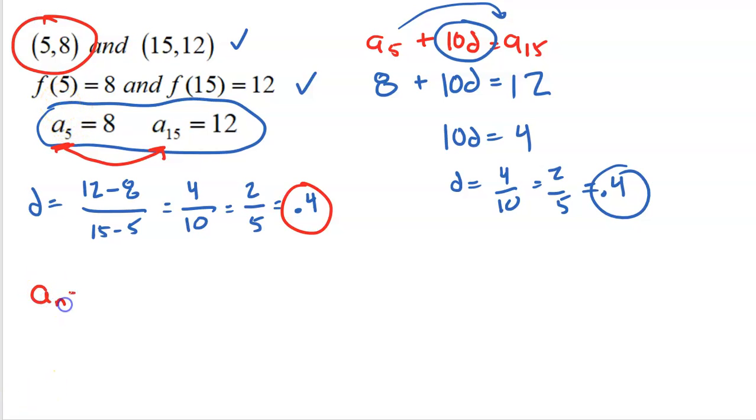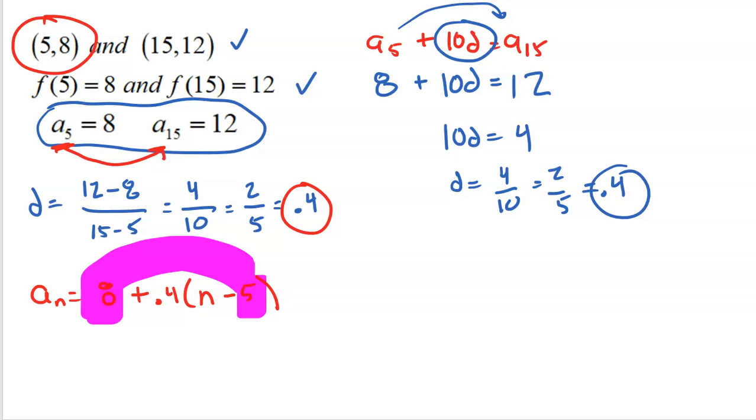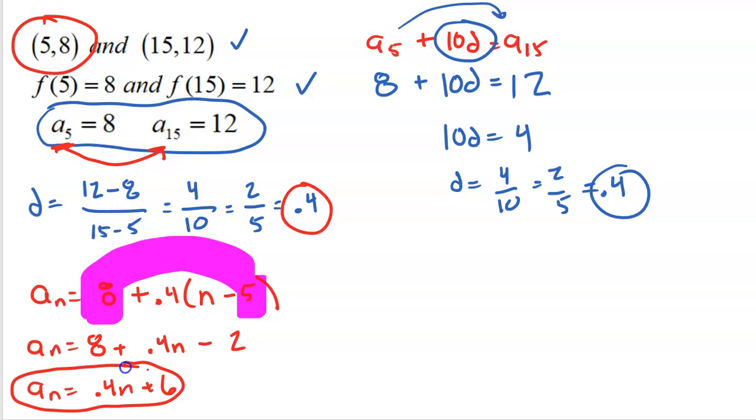So a formula to find the nth term is going to be the output 8 plus the common difference of 0.4 times n minus 5. And keep in mind, please, that the 5 is the term that got me to the term value of 8. Okay, then all I got to do is do a little bit of cleanup work here. So multiply, I get 0.4 times n minus 0.4 times 5, which is 2. Combine like terms, and I get 0.4n plus 6. So there is a formula to find any term I want.